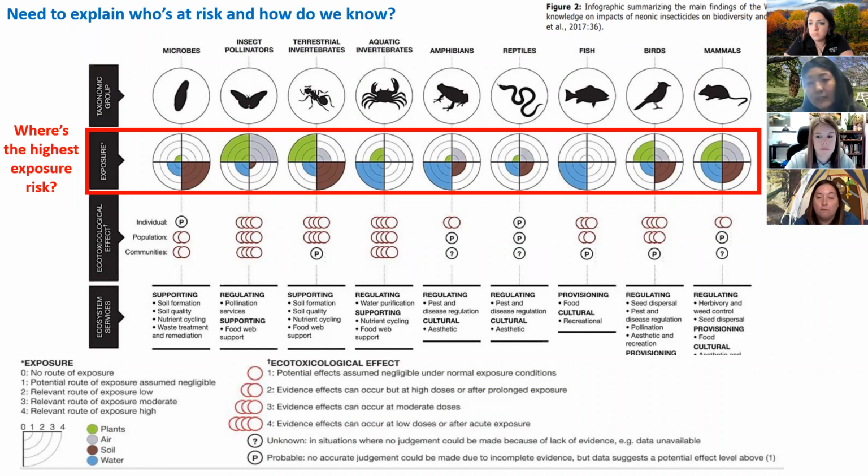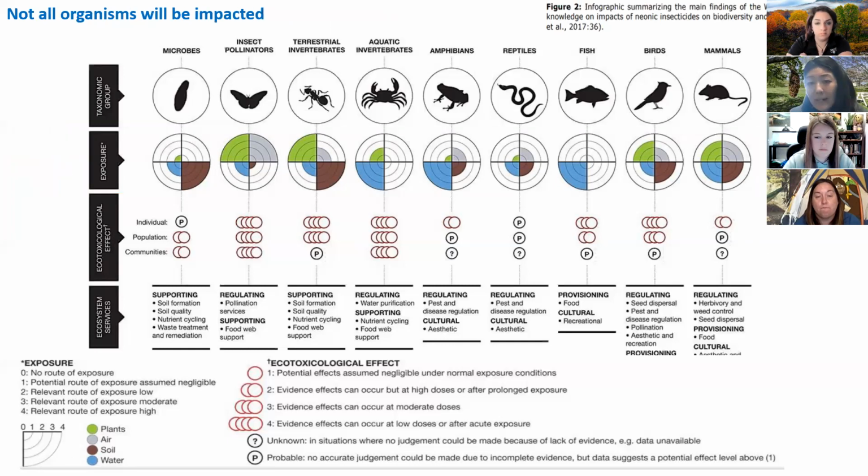So that's what we've been trying to explain: these organisms are not going to be impacted the same. Bees and other insects might be more exposed through plants and air, but we've got aquatic organisms that are going to be more exposed through water. So the first thing is we need to find where the chemicals are so we know who's at highest risk.